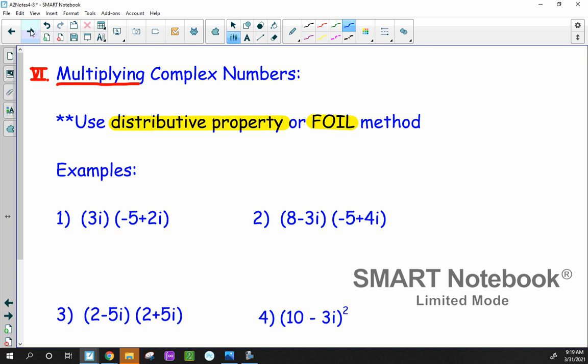The next learning target is on multiplying complex numbers. There's different types of multiplication, so I went very general here. You can use the distributive property. Sometimes that's the best method to use. If it's a binomial, if it has two terms, you want to use the FOIL method: first, outer, inner, last. To multiply complex numbers, you're either going to use the distributive property, or if it's a binomial, like two terms, you can use the FOIL method.